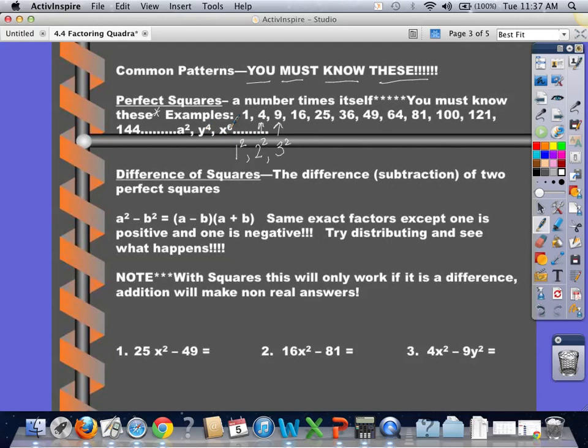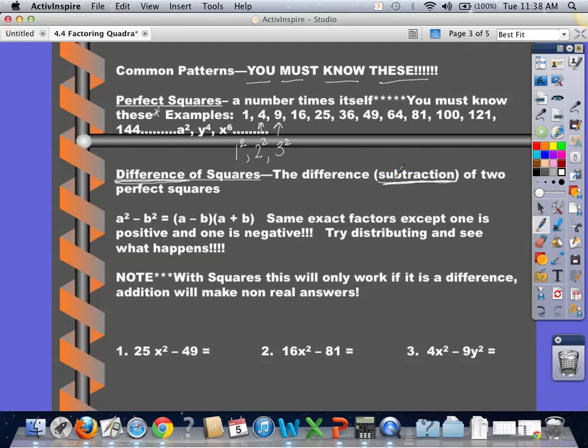And we have this term difference of squares. This is a certain pattern that only happens when we're talking about a difference. What does difference mean? Difference means subtraction. Okay? So it only happens when you're subtracting two perfect squares. Addition will not work when we're talking about squares.